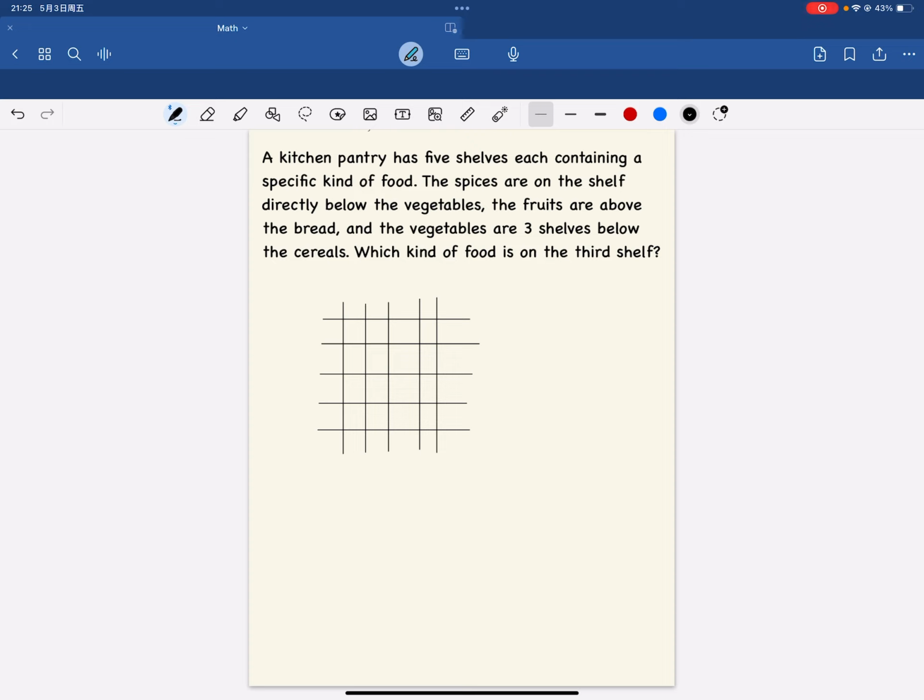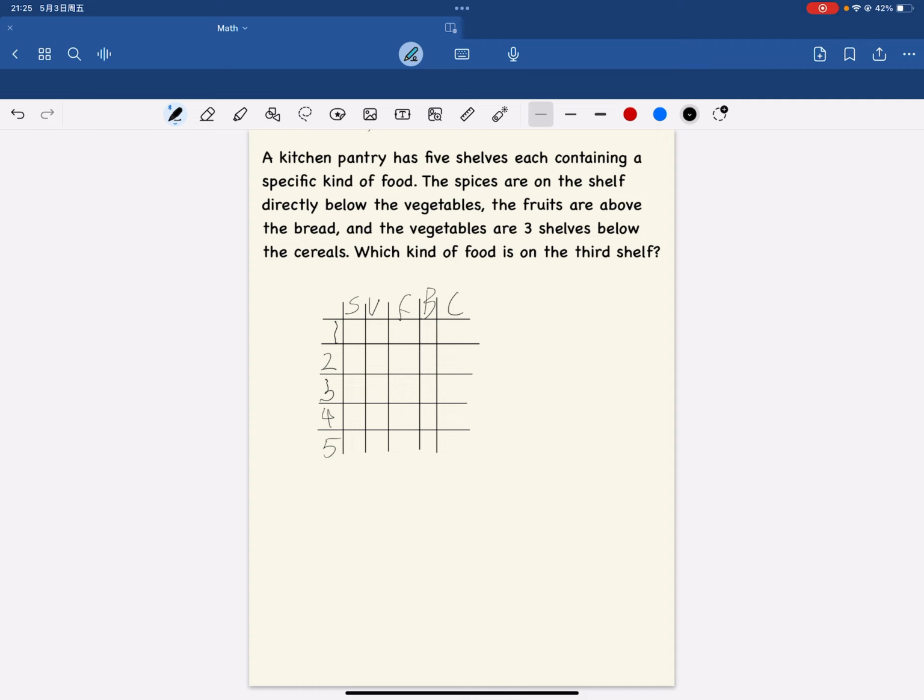We'll begin with the food first. So for the spices, we're going to put S. Vegetables is V. The fruits is F. The bread is B. And the cereals is C. Then the shelf layers. The first layer is the top one, the second layer is the second to top, and the third layer is under the second, and so on for the 4th and 5th.